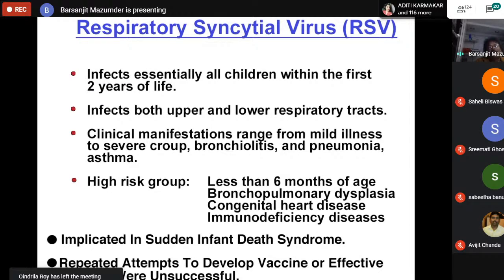So we used respiratory syncytial virus at that time, which infects children within the first 2 years of their life and infects the upper and lower respiratory tract of the children. The clinical manifestations are bronchiolitis, pneumonia, and asthma, and it is also implicated in sudden infant death syndrome. Until now, no vaccine is available for this virus, and repeated vaccine development trials were unsuccessful.